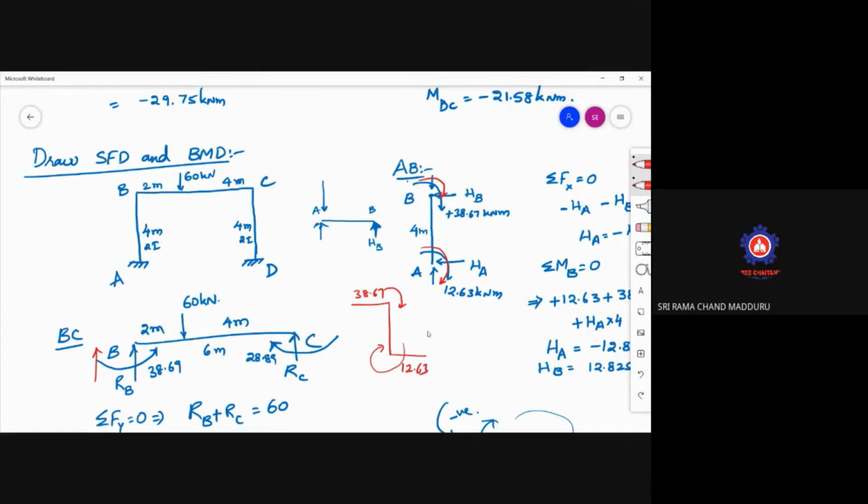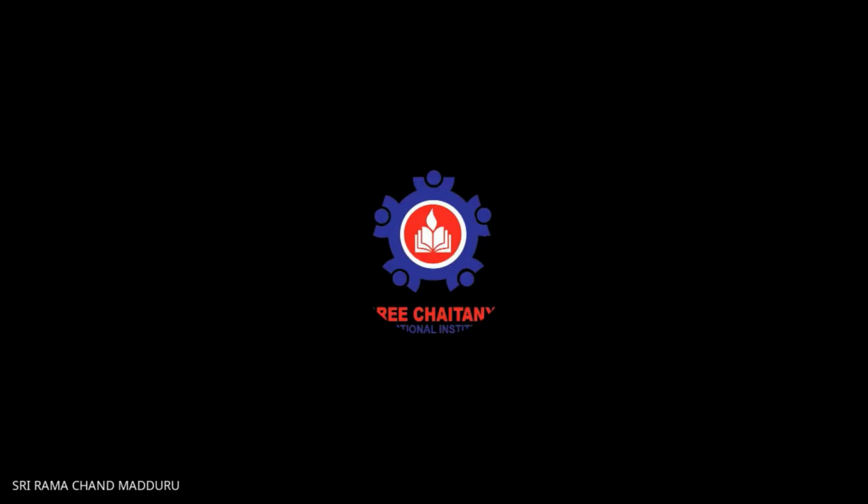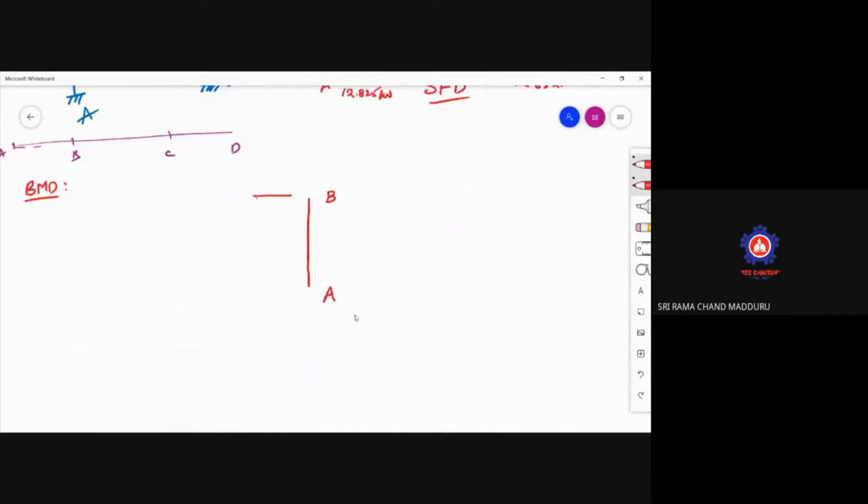This is the way we write down the moments. Both are positive, but please don't give the positive sign. According to the sign, they are trying to push the column like this. This is 38.67, this is 12.63, so join them like this. This is the BMD.